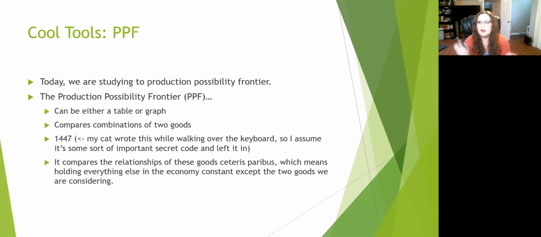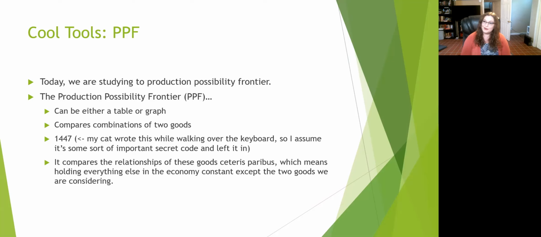So we're assuming that I'm producing only pins and nail polish, and the number of workers stays the same, ceteris paribus. The number of supplies that we have stays the same, ceteris paribus. The weather and the political environment and everything else that could possibly affect the production of these two goods, we're going to assume stays the same.